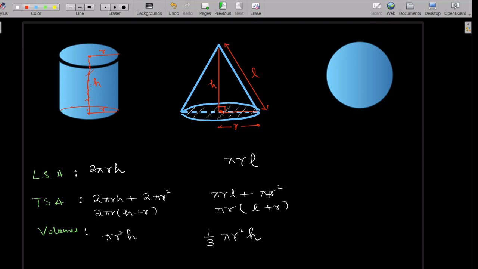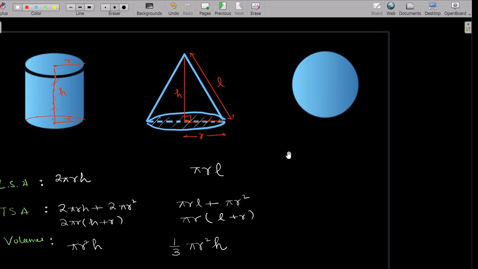And then we have sphere. For sphere there's nothing called lateral surface area, so this is not applicable. Total surface area is given by, and in sphere you need only one dimension, which is the radius. Total surface area is given by 4 pi r square, and the volume of the sphere is given by 4 over 3 pi r cube.